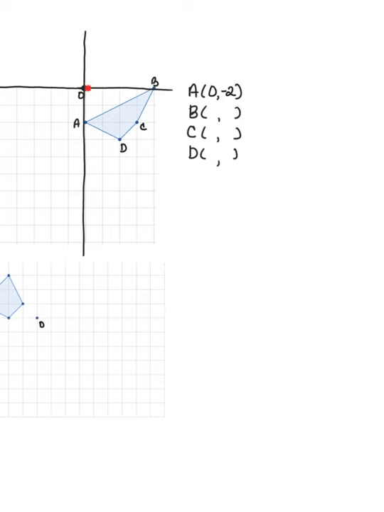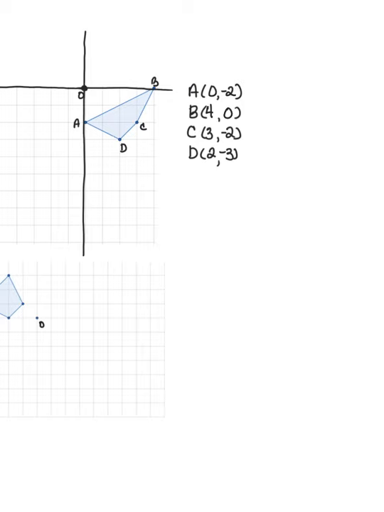B is located on the x-axis, so for the coordinates of B, I'm going to start at 0 and count 1, 2, 3, 4. My x-coordinate is 4 and my y-coordinate is 0. Now I will fill in my ordered pairs for points C and D.